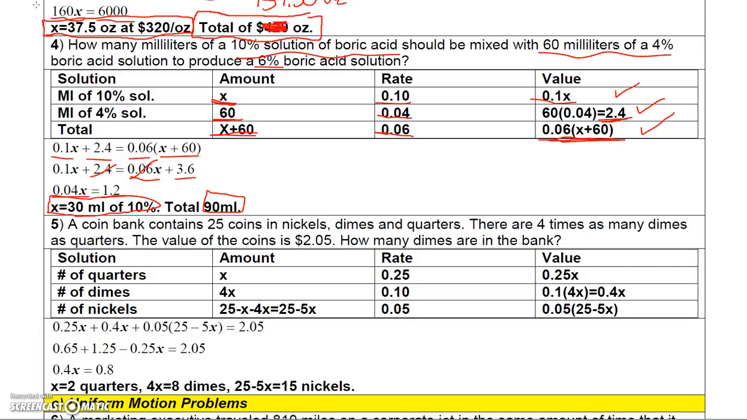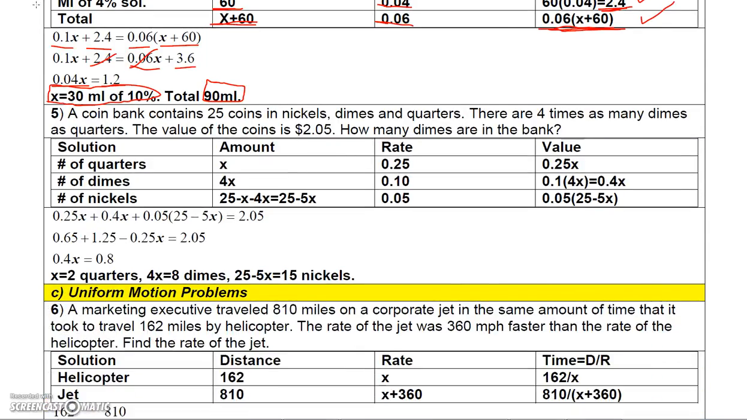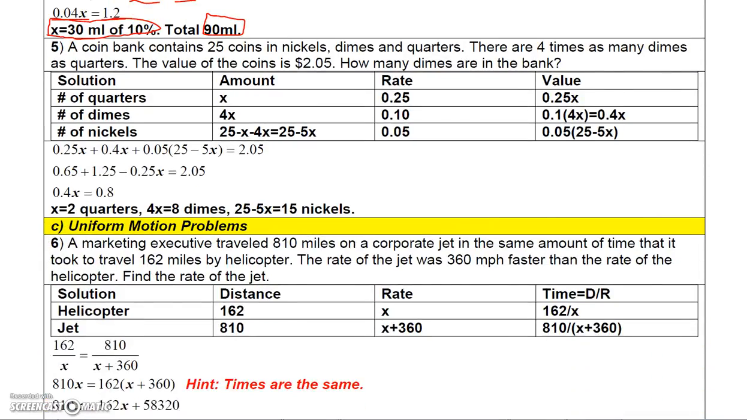Okay, now let's take a look at a coin problem. Here you have a coin bank that has 25 coins in nickels, dimes, and quarters. There are 4 times as many dimes as quarters. The value of the coins is $2.05. It says how many dimes are in the bank. Actually, I think I answered all the questions, but let's go ahead and see how I did it.